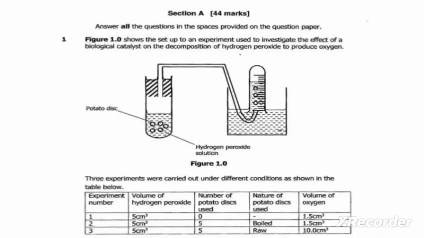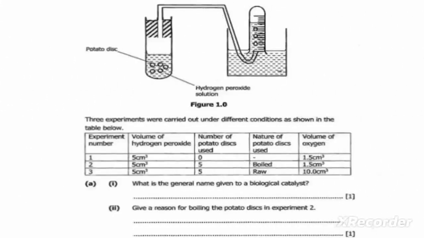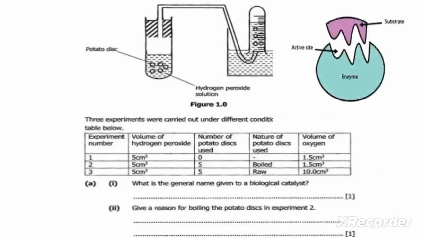So we are given this experiment. 3 experiments were carried out under different conditions as shown in the table. The first question: what is the general name given to the biological catalyst? So the biological catalyst they are talking about in this question is an enzyme. An enzyme is a biological catalyst that speeds up the rate of chemical reaction. Our correct answer is enzyme.